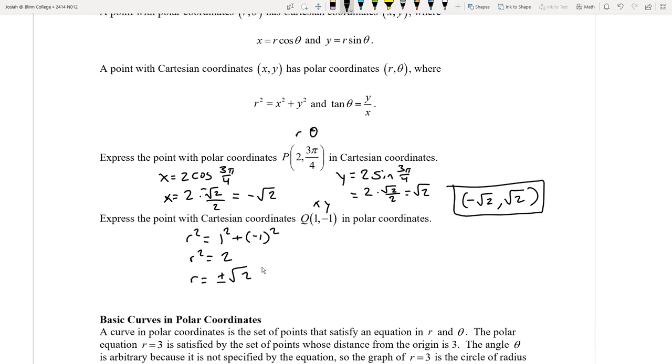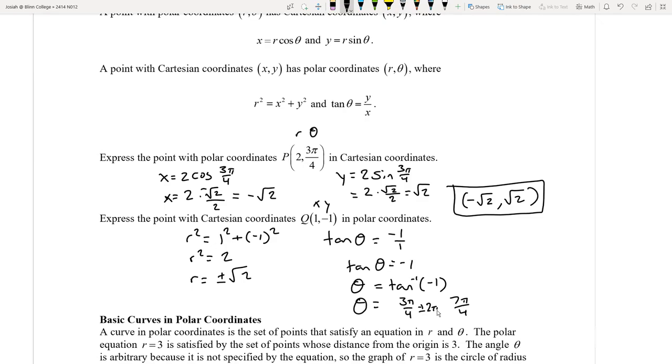So we have a couple of options here. And so we're going to have to pick which one would make sense for this particular point. So we'll have to find the theta that matches and pick the right combination. So the tangent of theta will be negative 1 over 1. So the tangent of theta is negative 1. We take the inverse tangent of both sides. And so we think, what's an angle that gives us a tangent value of negative 1? And so we're looking at 3 pi fourths and, let's see, 7 pi fourths.